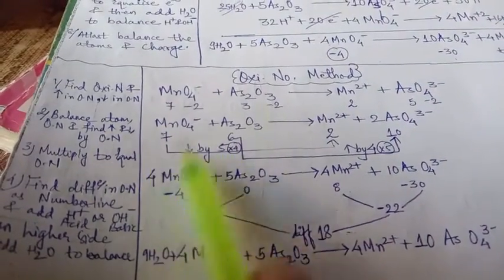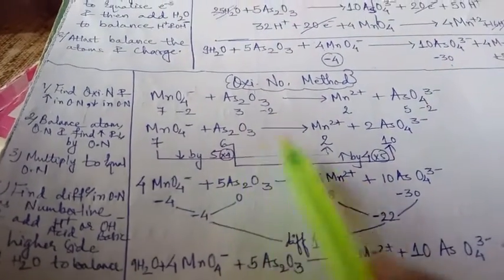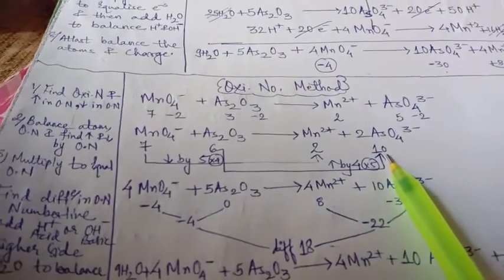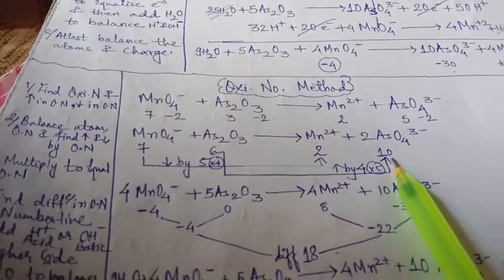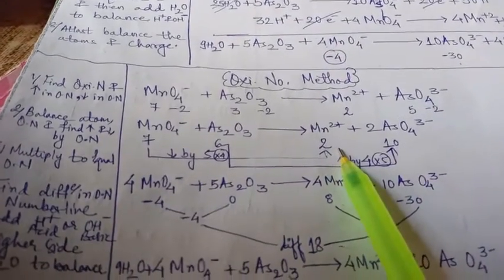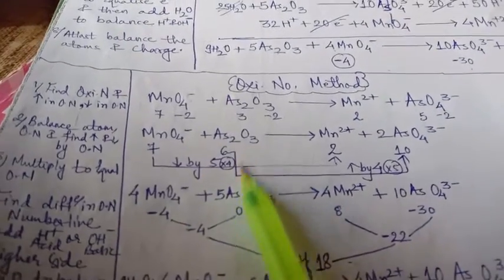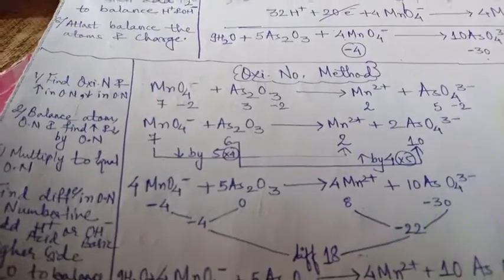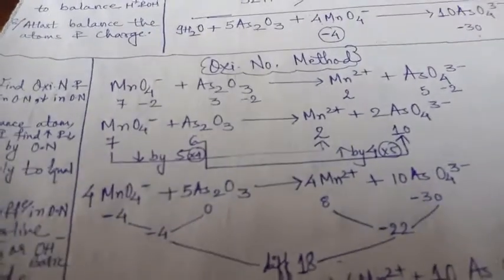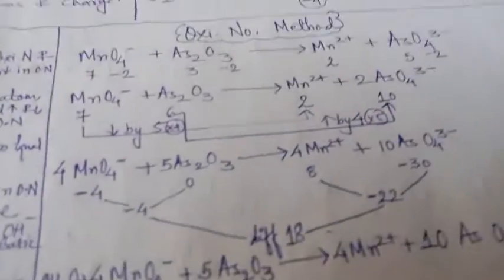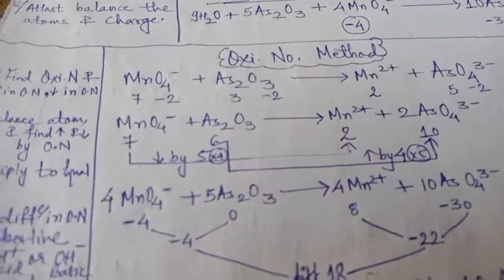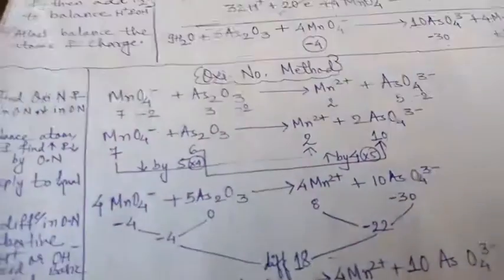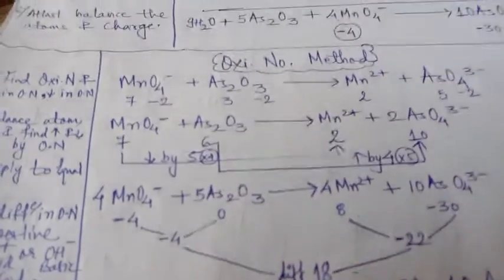Now 7 as it is, but here 3 2s are 6, here 2 as it is, here 5 2s are 10. Rebalance the oxidation number and now find out the increase and decrease. So 7 to 2 is a decrease by 5, here 6 to 10 is an increase by 4. Now we make the increase and decrease of the oxidation number equal by multiplying with a multiple. So 4 is multiplied by 5 and 5 is multiplied by 4, and thus 5 4s are 20 and 4 5s are 20.